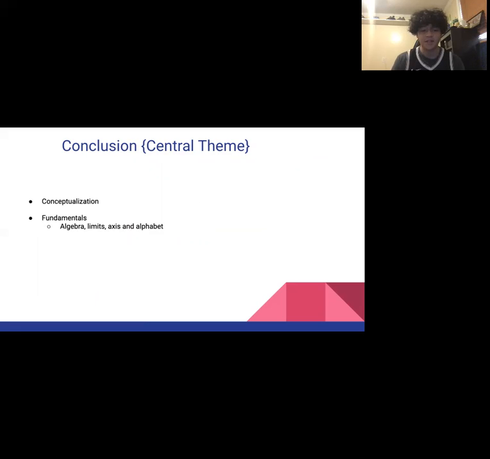Conceptualization because of the planes, lines, and graphs that you need to know the shape of, and fundamentals because of the algebra you need to apply, the idea of limits, to the idea of knowing what a graph of the points should look like on an axis. And don't forget the most important part, knowing the alphabet. Because I can't tell you how many times I've had to sing the ABCs because I forgot what came first with I, J, and K.